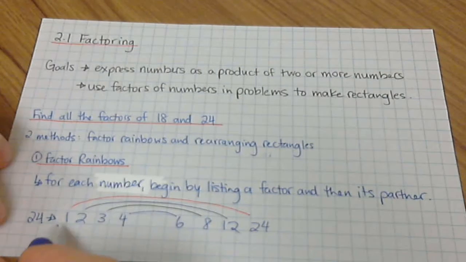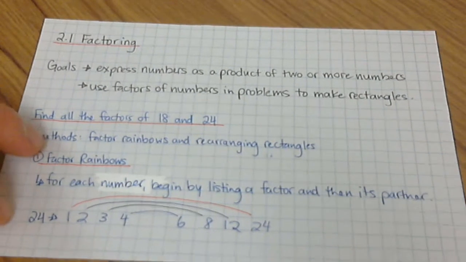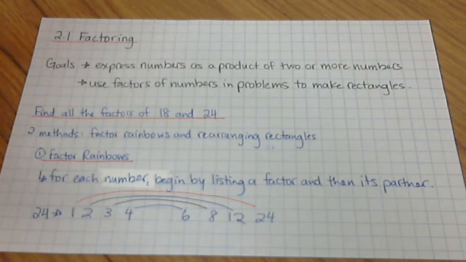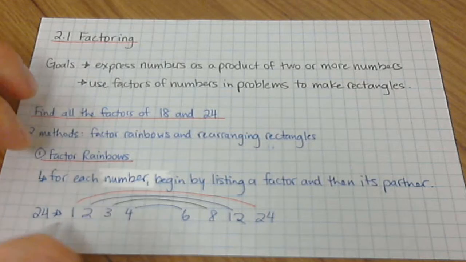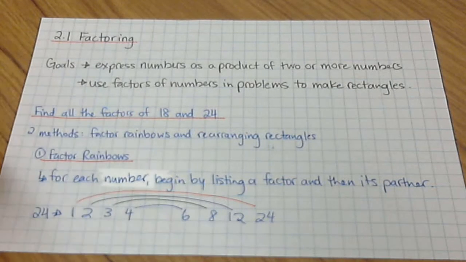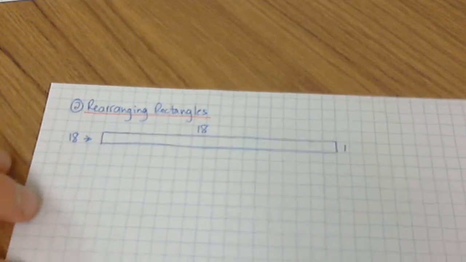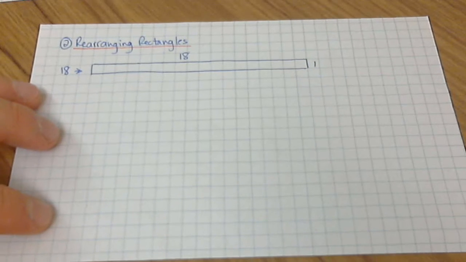So what I've done is I've written out all the numbers that divide evenly into 24, and I've joined all the partners up with a line. That's why it's called a factor rainbow. But I've written out all the factors of 24, which is kind of the important part here. The next thing that we're going to look at is method number 2, and that's rearranging rectangles.